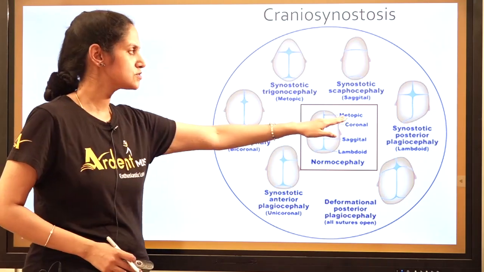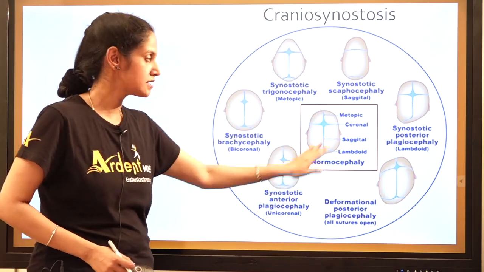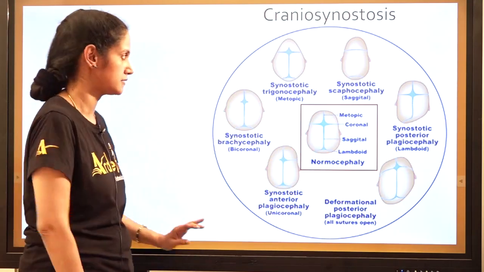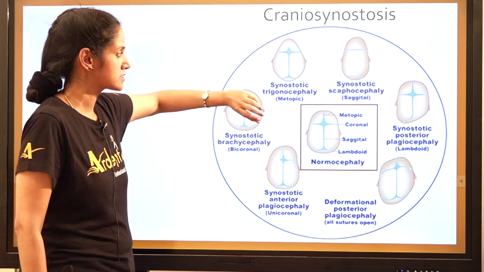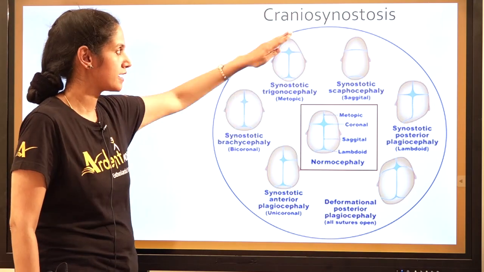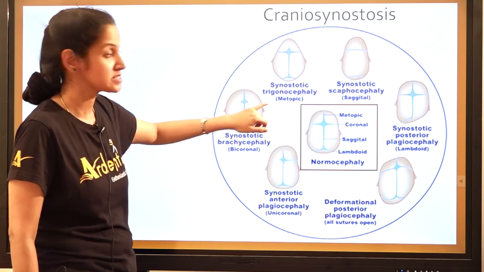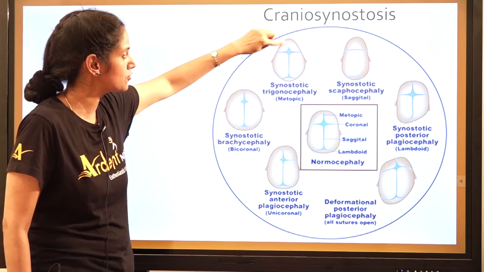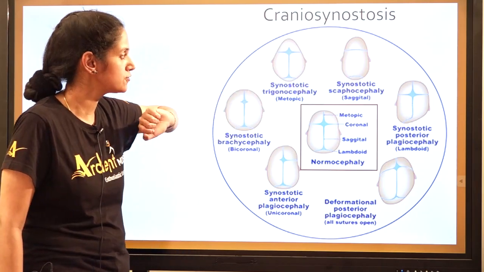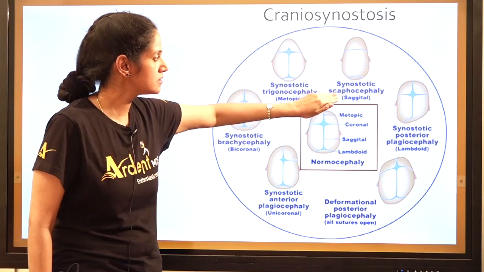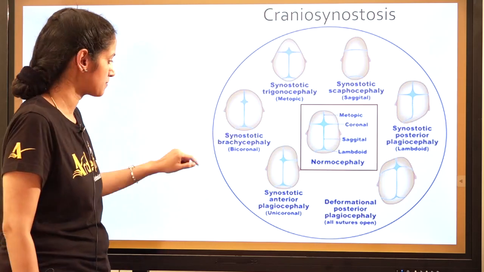So you know the common sutures: the metopic suture, coronal, sagittal, lambdoid. This is in normocephaly, in a normal skull. When the skull has taken trigonocephaly, a triangle shape, you find that the metopic suture has prematurely fused. You don't find a metopic suture here. Here the sagittal suture is prematurely fused, so it results in a boat-shaped head. Scaphocephaly is nothing but a boat-shaped head.